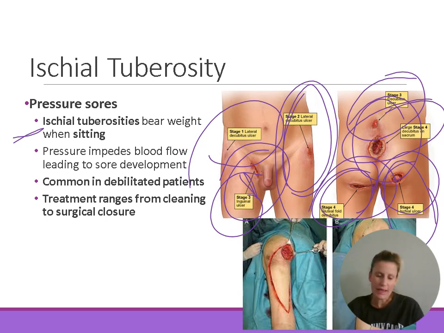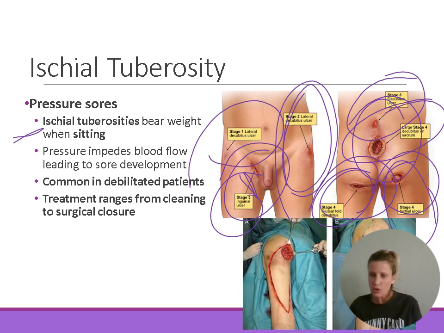These are very common, again, in debilitated patients, whether the patient's paralyzed or in long-term care or the ICU. Treatment ranges from cleaning, keeping the pressure off of it and allowing it to heal, all the way to surgical closure. How we perform that depends on how large the wound is and the shape of the wound. We can do what's called direct closure of small sores.